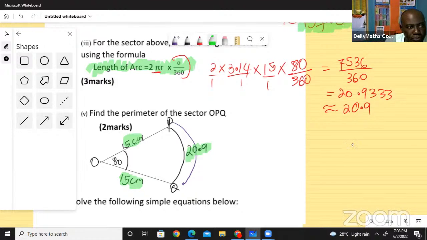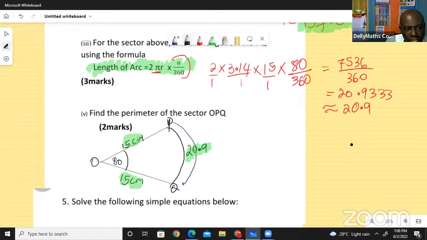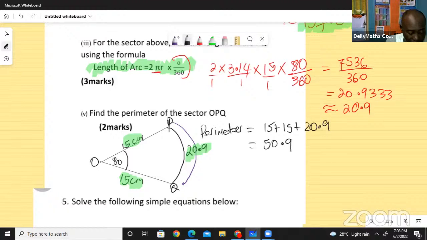So perimeter here is going to equal 15 plus 15 plus 20.9. Take out your calculator, don't make a mistake. I think this is 50.9, right? So we have 15 plus 15 plus 20.9, and there we have it, 50.9 coming out, right? 50.9, very good.